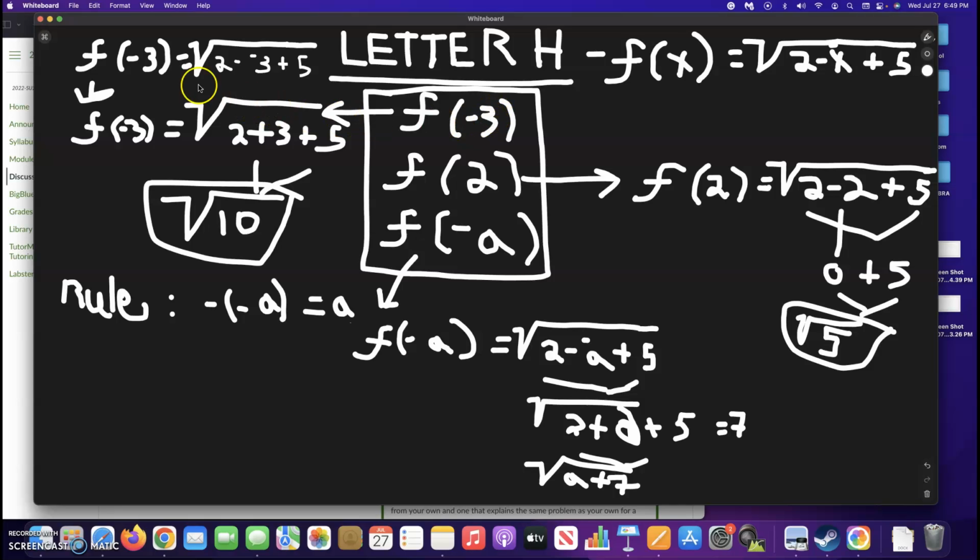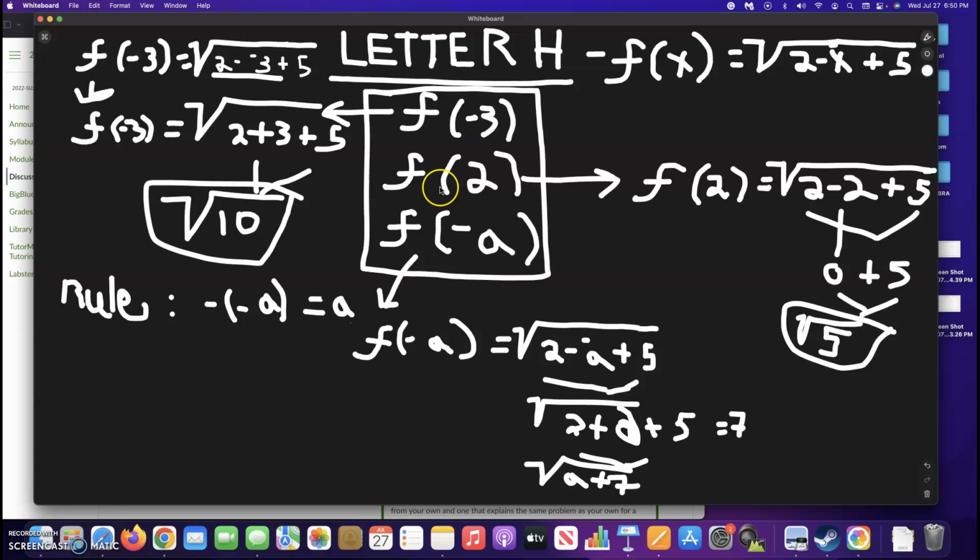I will start with -3. So f of -3 equals the square root of 2 minus -3 plus 5. First I bring down the f of -3, and I do the square root. Basically, I use the rule that a negative minus a negative equals a positive, so you want to turn this into a positive: 2 plus 3 plus 5. That gives the square root of 10, because 5 plus 3 plus 2 is 10. So I got the square root of 10 for the first one.